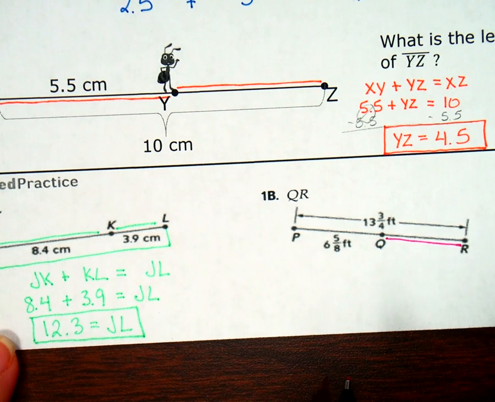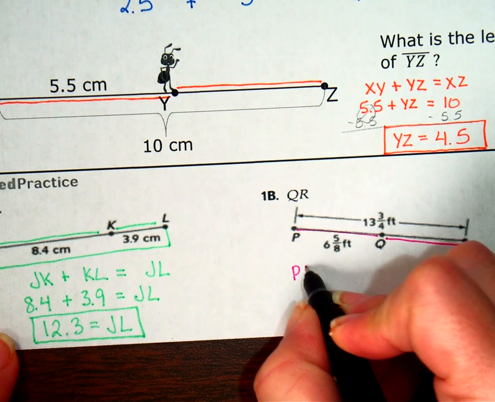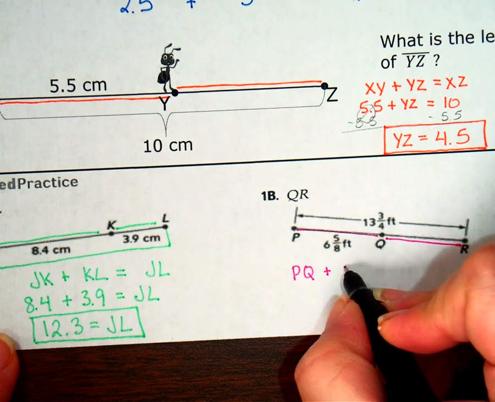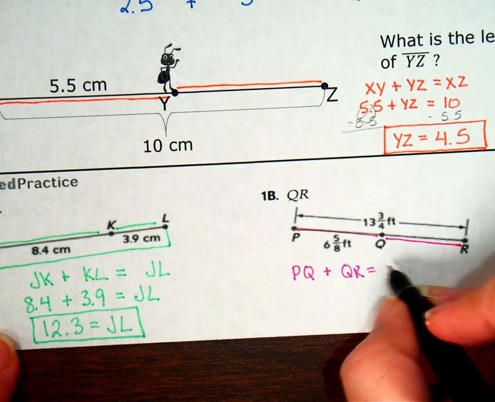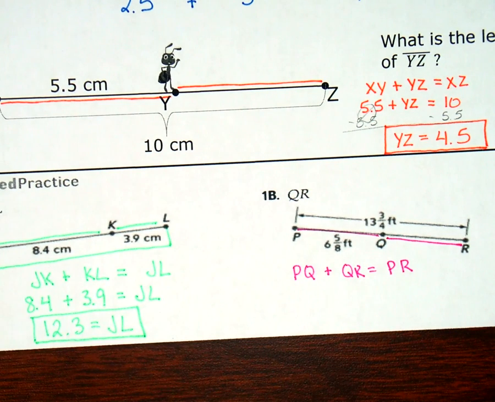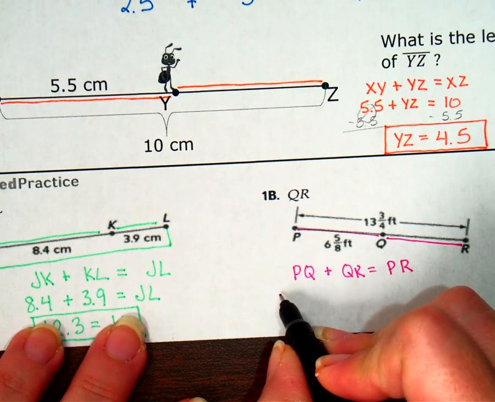When I look at the second one, I'm trying to find this side over here, the Q to R. I know if I take the two little pieces, my PQ plus my QR, it's going to equal the whole thing, P to R. So now I've got fractions, and I know we don't like fractions, but I can use the calculator on my cell phone and just do 5 divided by 8. And when I do 5 divided by 8, I get 0.625. So that means this is 6.625.